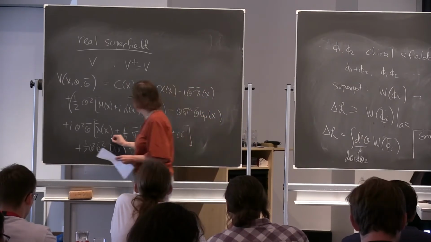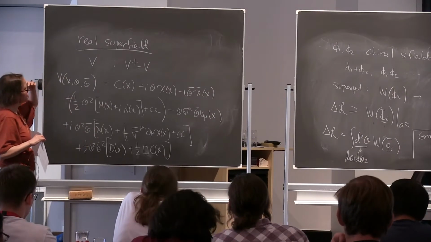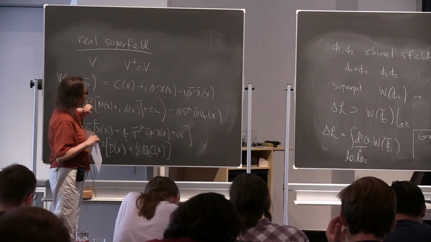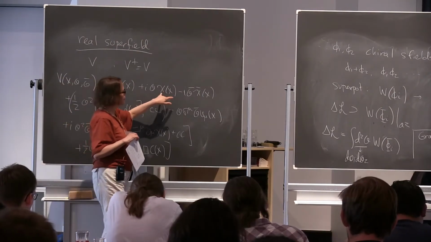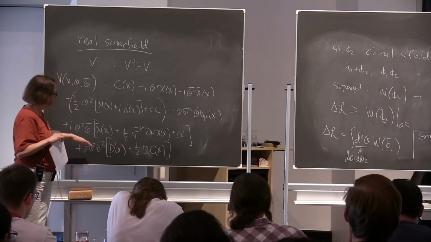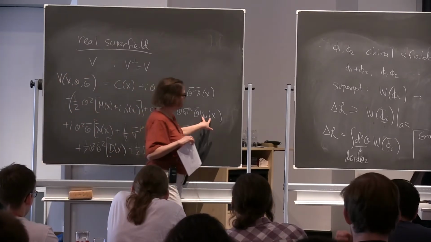And there are all sorts of conditions on these fields, right? From the fact that V dagger equals V. So this is a real scalar, this is a real fermion that is a Majorana fermion, this D is also real, and so on and so forth. And in particular, V mu is real.